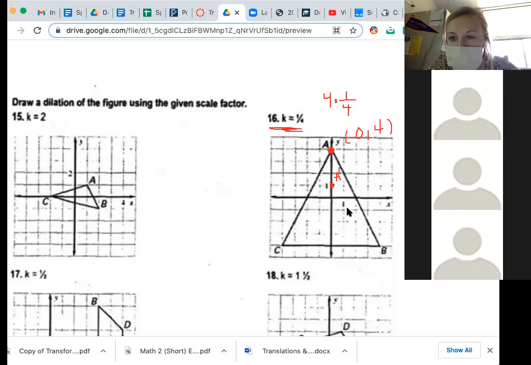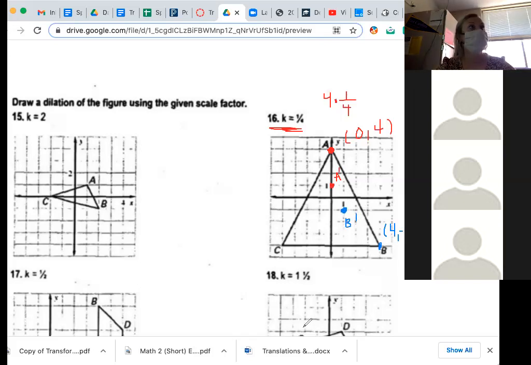People at home, are y'all okay with that one? Yeah. Okay, so it looks like B is at 4, -4. Multiply each of those by a fourth, and Sean said it should be at 1, -1. So this would be B prime.